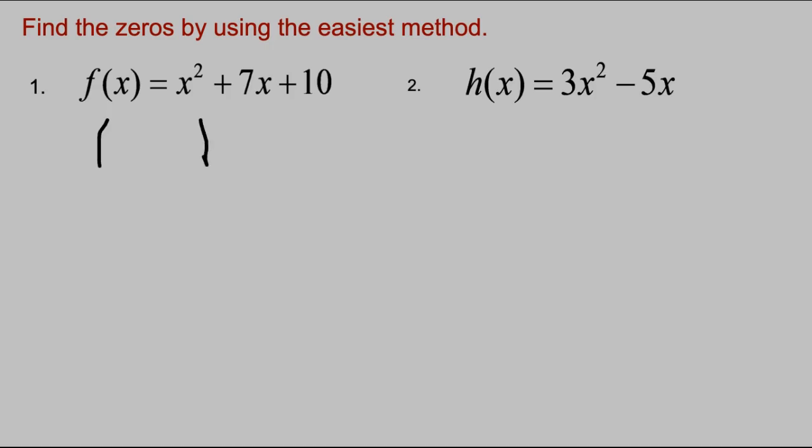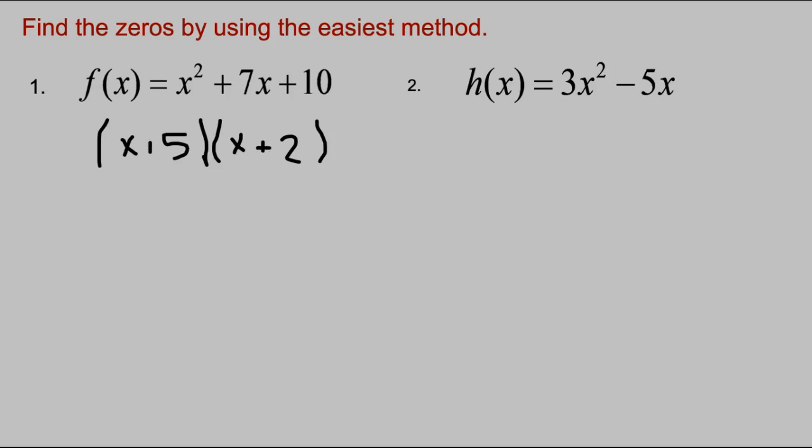We have x and x, and 2 factors of 10 that have a sum of 7 to give me my middle term of 7x would be 5 and 2. So this one factors. They're both plus, plus.